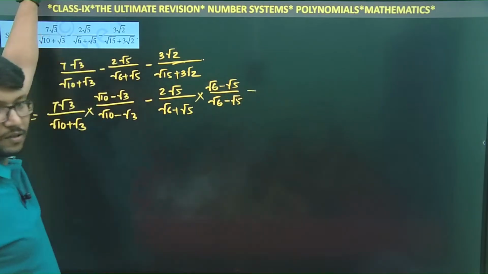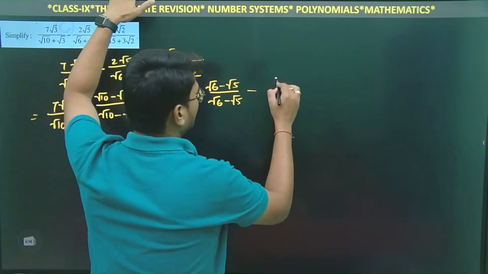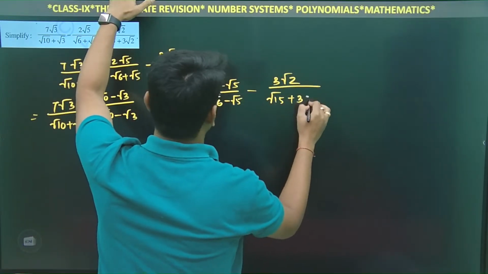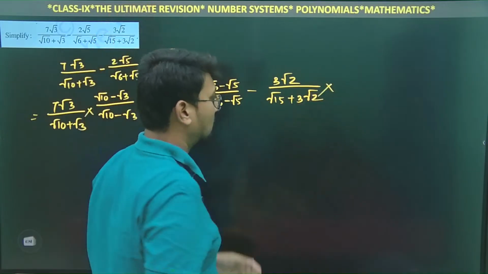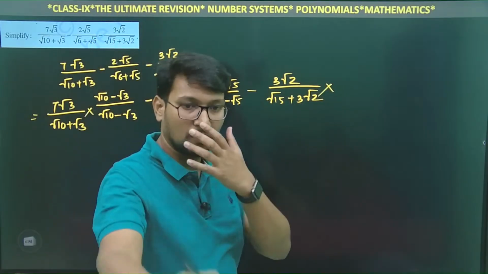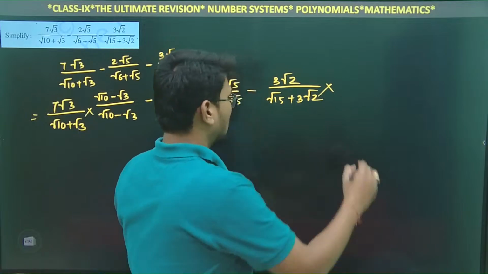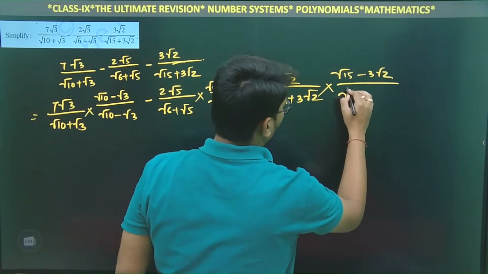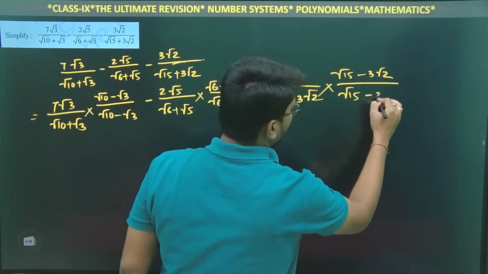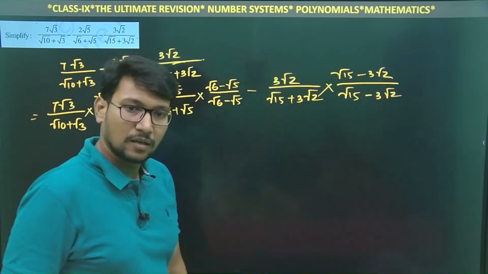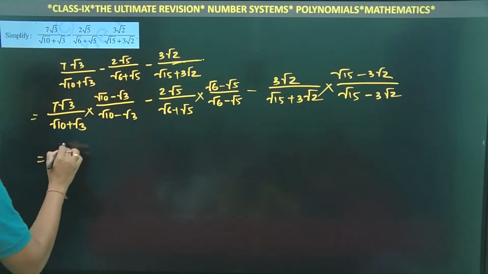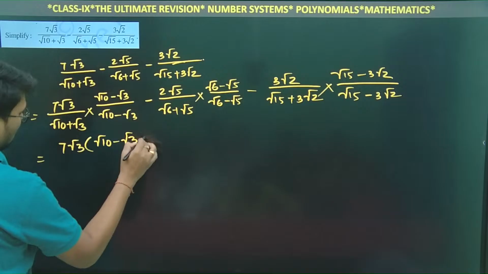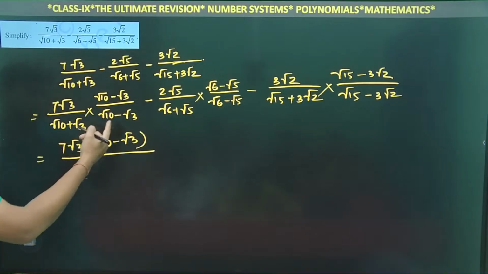Clear? Okay. Then minus 3 root 2 by root 15 plus 3 root 2 multiplied by how much? Bolo. Root 15 minus 3 root 2 by root 15 minus 3 root 2. Is that clear? Done. Chalo, let us multiply 7 root 3 multiplied by root 10 minus root 3, whole divided by, what is this one?